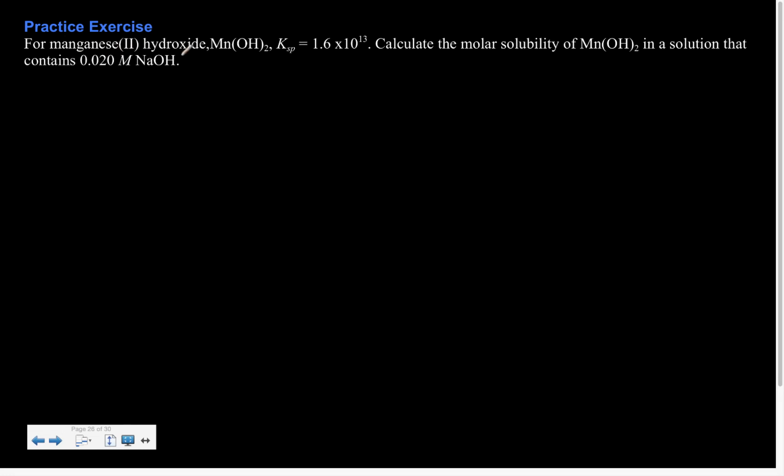Here it says we have some manganese hydroxide with this KSP value, where again the negative sign did not come with it. Calculate the molar solubility of manganese hydroxide in a solution that contains sodium hydroxide. So here, we're talking about the solubility of one thing in the presence of a common ion. Note that we're not talking about a specific chemical reaction here. We're just talking about a common ion. So, what seems like a good place to start? Writing the equation is almost always a good place to start. So let's go ahead and get this down.